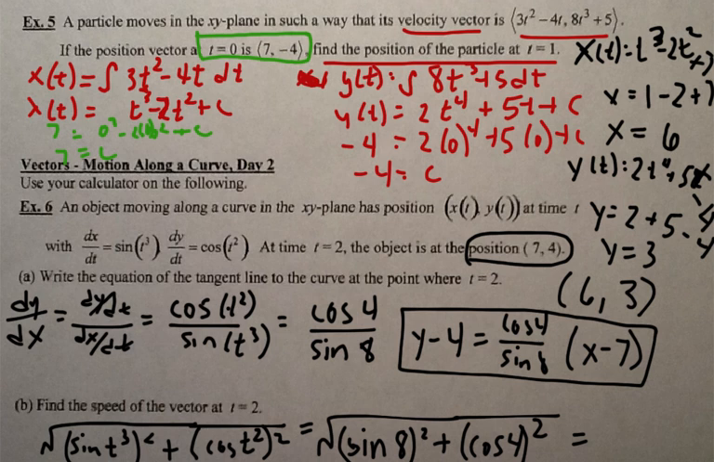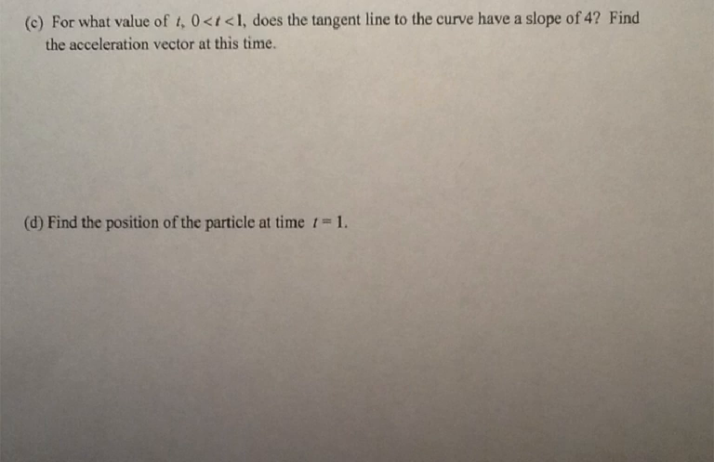This is a calculator problem. They're wanting you to plug it in and round it to 3 decimal places. 1.186 is what that comes out to. Be sure your calculator's in radian mode. Okay, part C. For what value of time, where time is between 0 and 1, non-inclusive, does the tangent line to the curve have a slope of 4? Find the acceleration vector at this time.